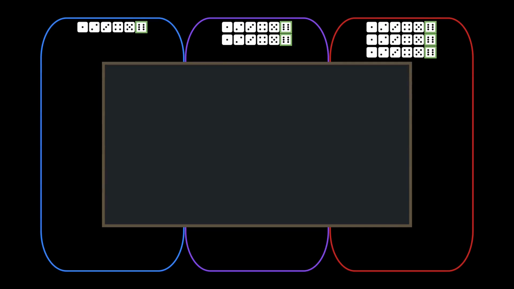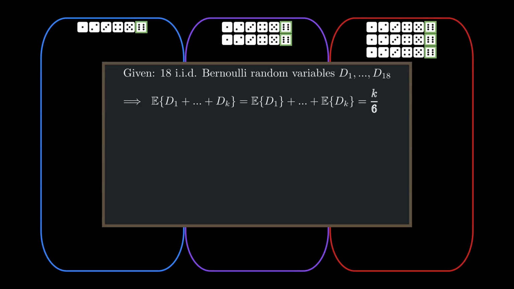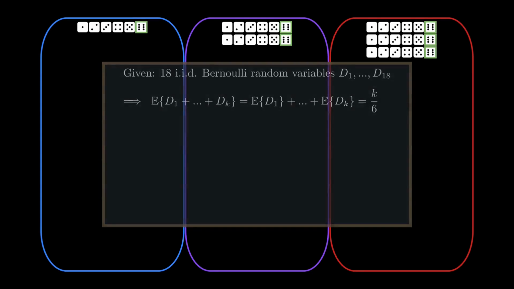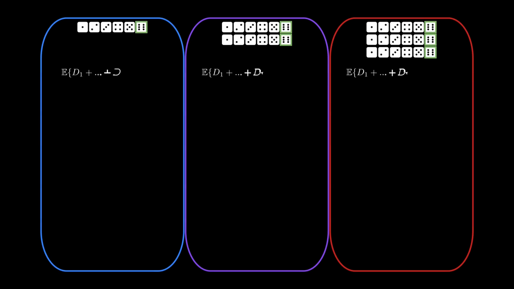To figure that out, consider the event that rolling a die gives you a 6. This is a Bernoulli random variable with success probability 1/6, such that in total we have 18 Bernoulli random variables, 1 for each die. Then, since these are IID and the expectation is linear, whenever we throw k dice, the expected number of 6s is k/6. So for option A we expect to see 1 six, for option B we expect to see 2 sixes, and for option C we expect to see 3.